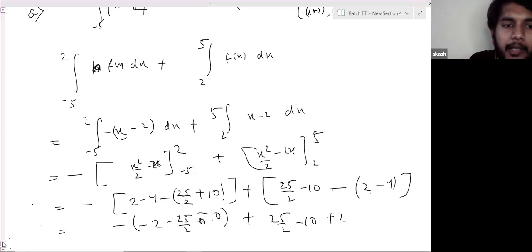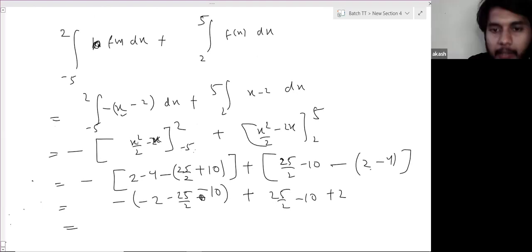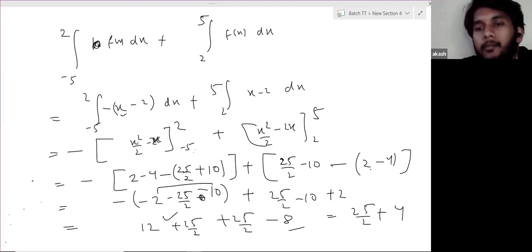Till now, everything is correct, right? I did not make any mistakes. Yes, full correct till here. So this is minus 12, so let's write this plus 12, and this is plus 25/2 plus 25/2. This is minus 8, so this thing is plus 4. I'm not getting any of that answer. Let me check again.